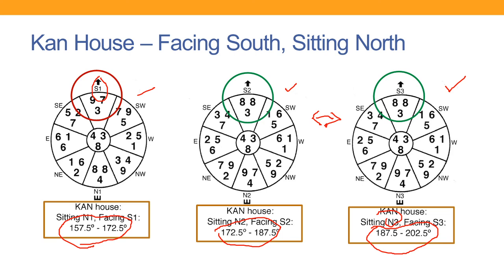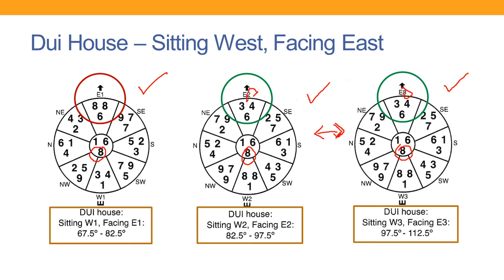Anyway, so as you can see here from this Kan house and from this Tui house, okay, there's the difference in the direction, but the numbers for these two charts are basically the same. Okay, they're basically identical.